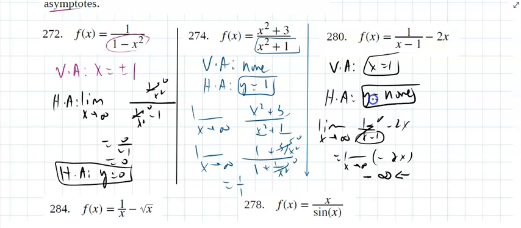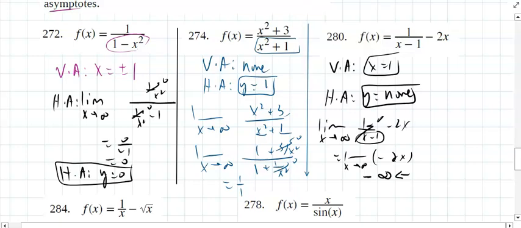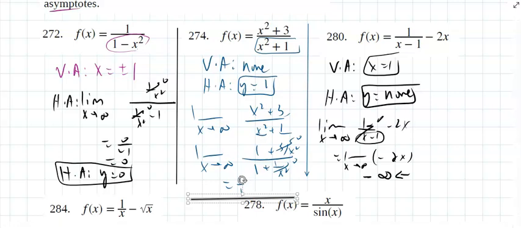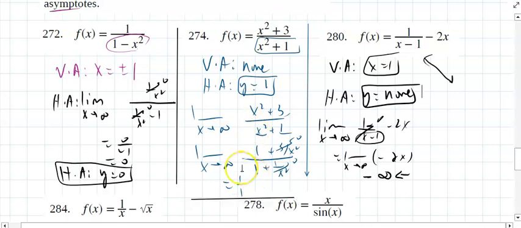Here we'll say it's none. Why is that? Because this is what you refer to as an oblique asymptote or a slant asymptote. A horizontal asymptote is a line that runs left to right. This graph has an asymptote that looks like this. And that's not what we want.